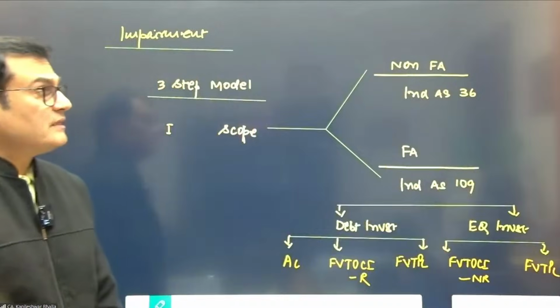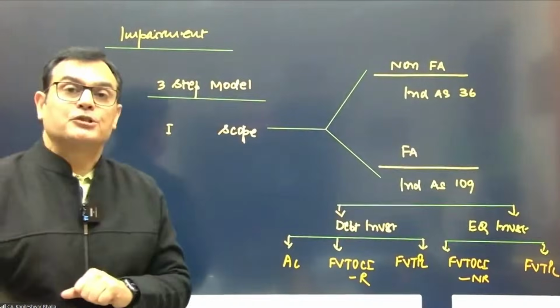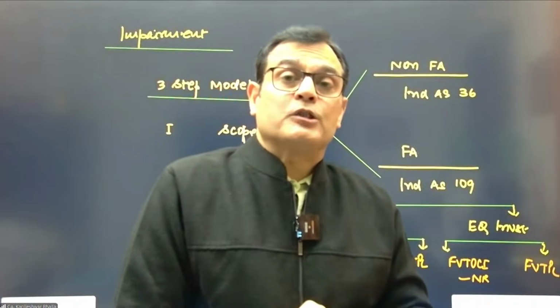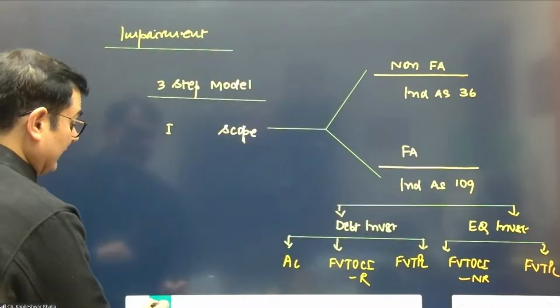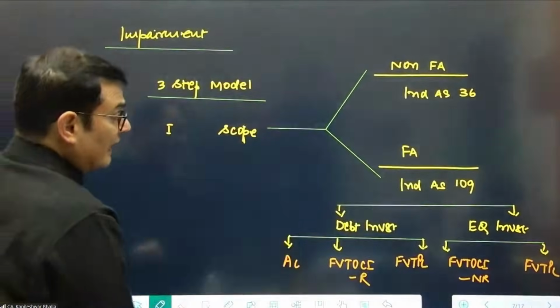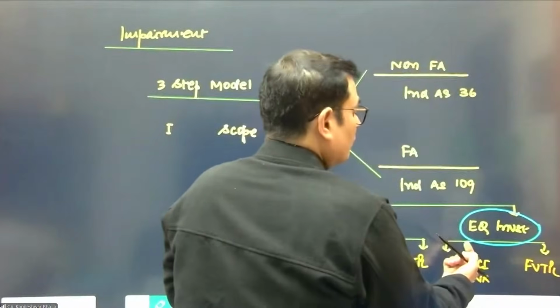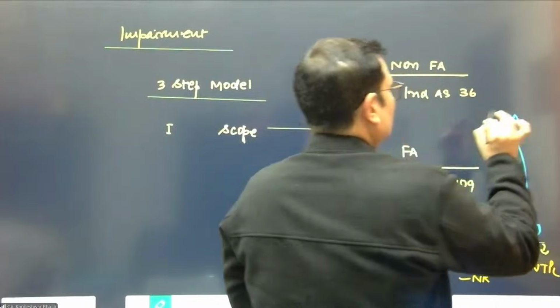So in the scope of the standard, the first thing you need to see is whether it is supposed to be a financial asset. And then you zero down on whether it's a debt investment or an equity investment. So let's make one thing point blank clear. If you're looking at equity investments, whether OCI or FVTPL, we can say impairment is not applicable.